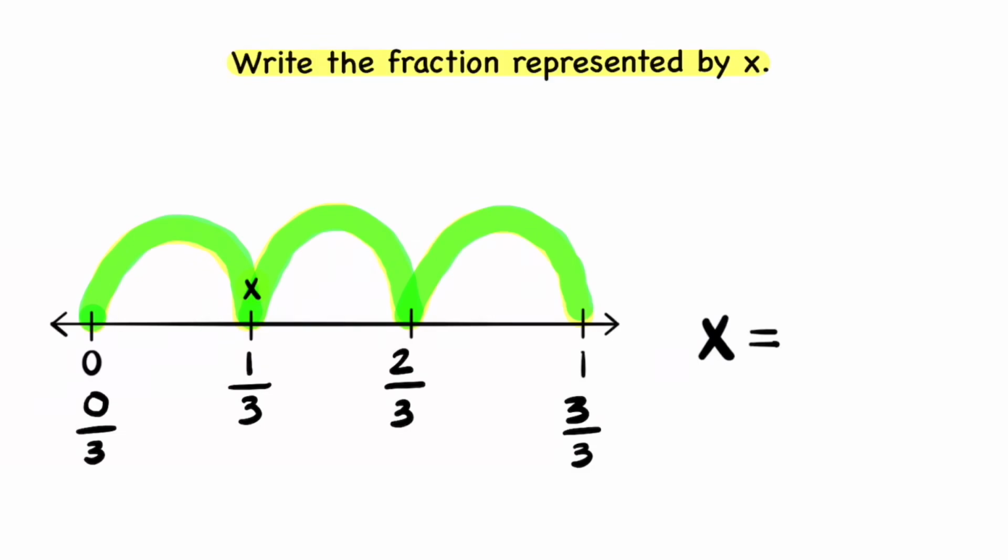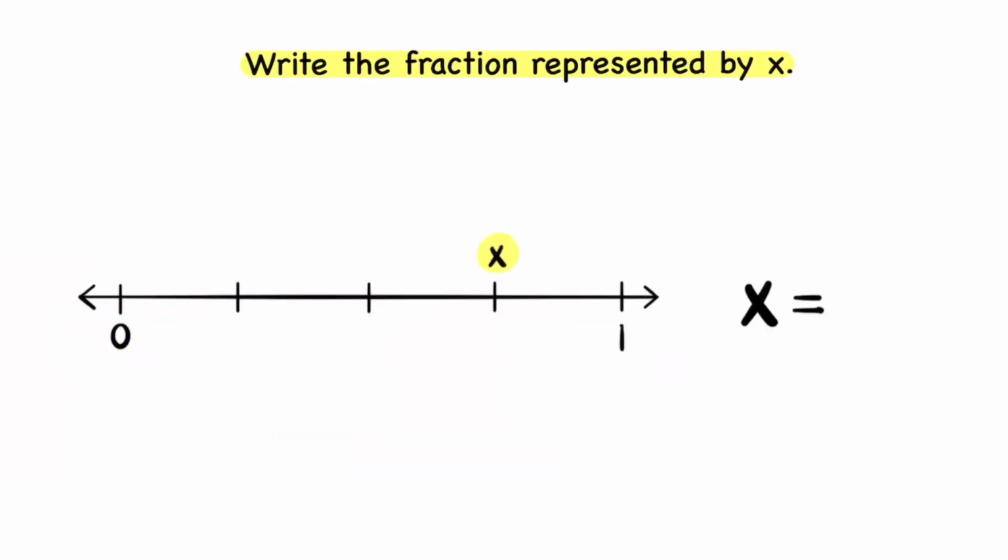Now we can see that for this specific number line, the 0 is actually 0 thirds. The first tick mark, or x, is 1 third. The next tick mark is 2 thirds. And the last one is 1 or 3 thirds, which is the same exact thing. X equals 1 third.